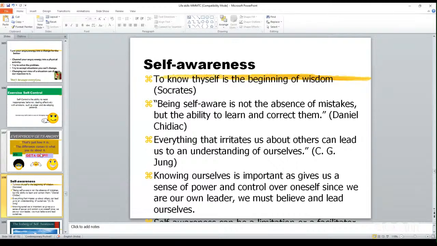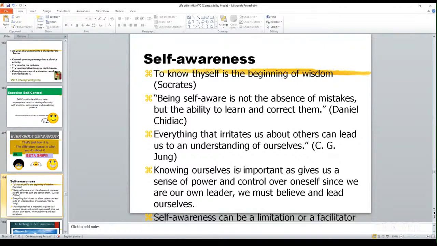So what do you mean by self-aware? It's not just the absence of mistakes, but the ability to learn and correct them. We know that if we are making some mistake, can we correct it and do a better job? That is self-awareness. Now, according to C.G. Jung, everything that irritates us about others can lead to an understanding of ourselves. Why should we get irritated about others? Do we have that same property, the same character, in us? You are the better person to decide.